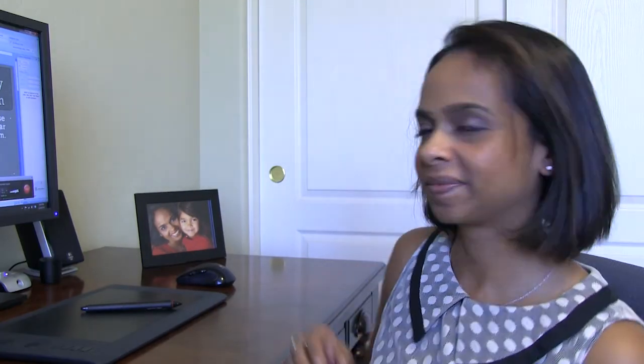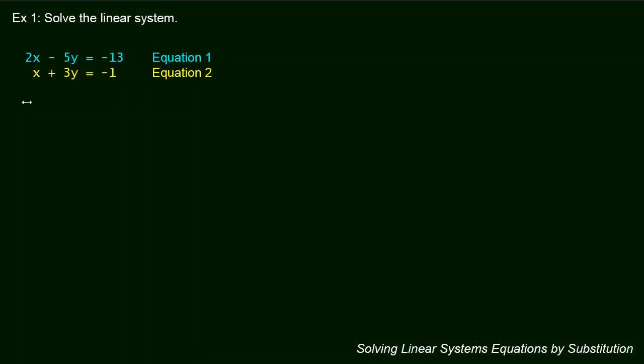Now, let us work through a few examples. In this equation, we are asked to solve the linear system. We're given the equations 2x minus 5y equals negative 13 and x plus 3y equals negative 1. Our first step is to isolate a variable from one of the two equations. Looking at these two equations, I can isolate this x plus 3y equals negative 1 because the coefficient of x is 1. So that's what I'm going to do.